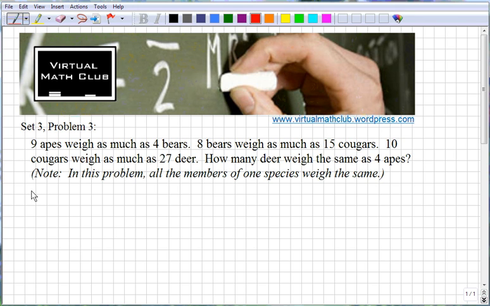Alright, problem number 3. Problem number 3 is an interesting one. 9 apes weigh as much as 4 bears. 4 bears weigh as much as 15 cougars. And 10 cougars weigh as much as 27 deer. How many deer weigh the same as 4 apes? Alright.